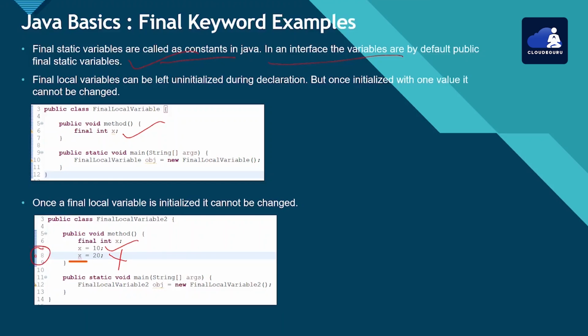So this is what the rule says about final variables. Final variables are final member variables, final static variables, and final local variables.